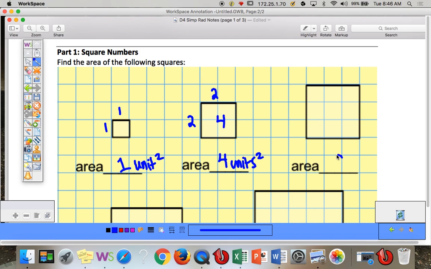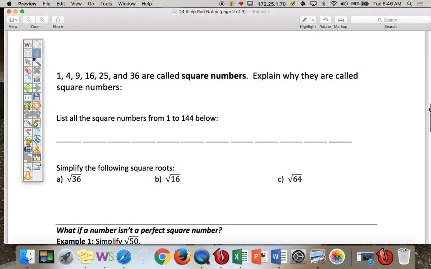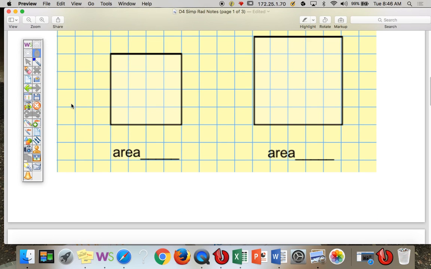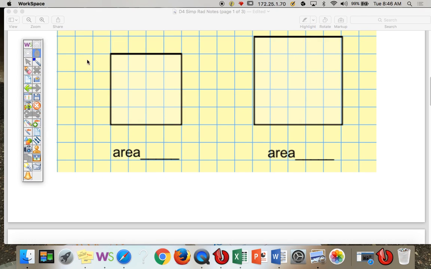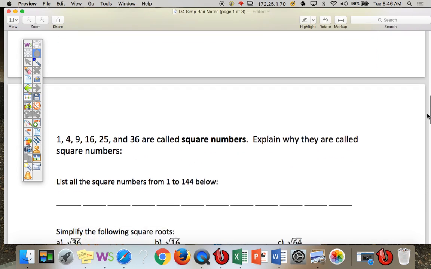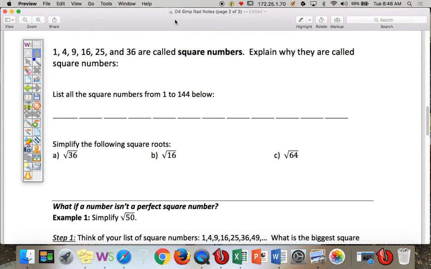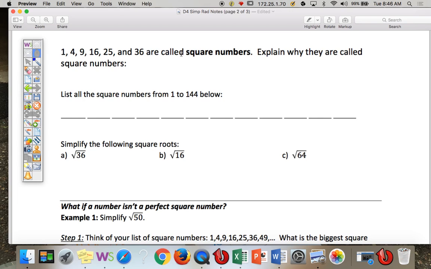This is 3 by 3, that area is 9 units squared. We have a 4 by 4 and a 5 by 5. And so for a 4 by 4, this is 16 units squared, and a 5 by 5 would be 25 units squared. If you count the boxes, there should be 25 of them. 1, 4, 9, 16, 25, 36 are called square numbers. Explain why they are called square numbers.